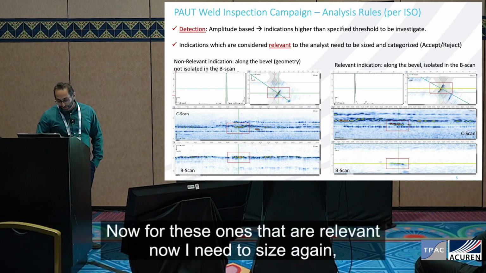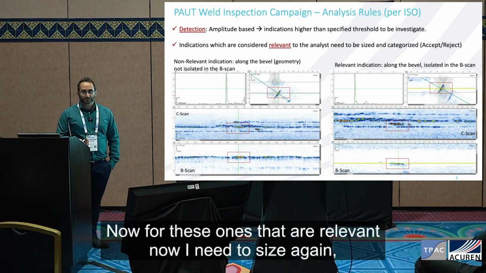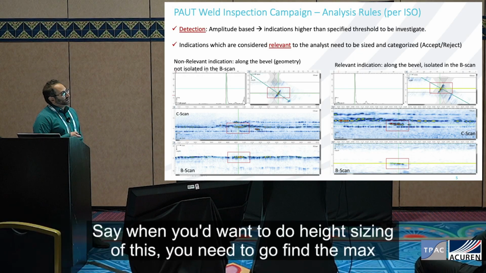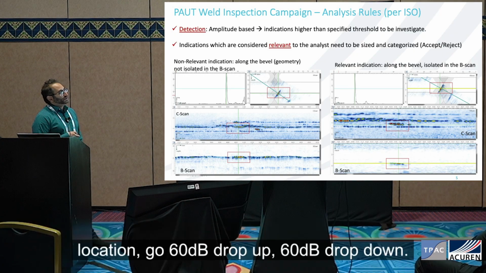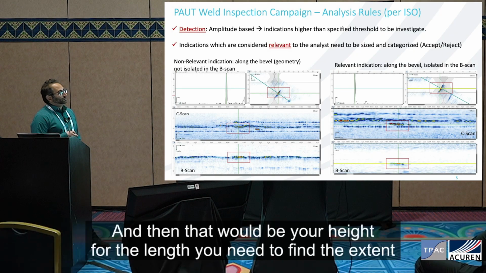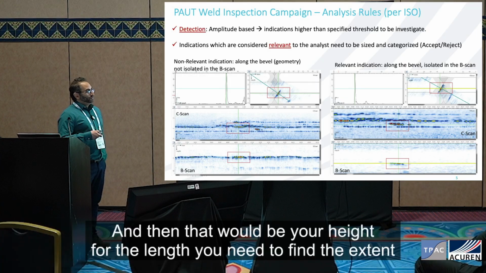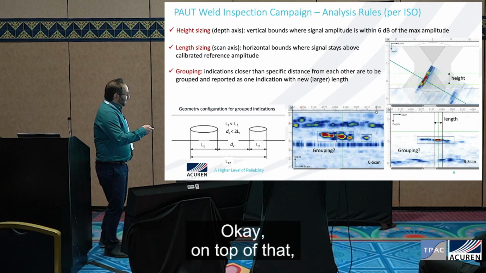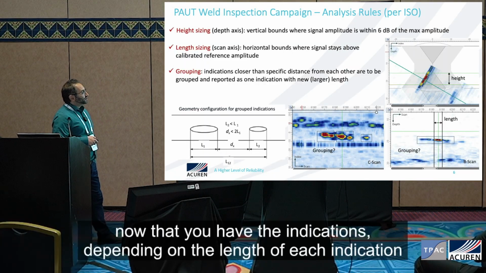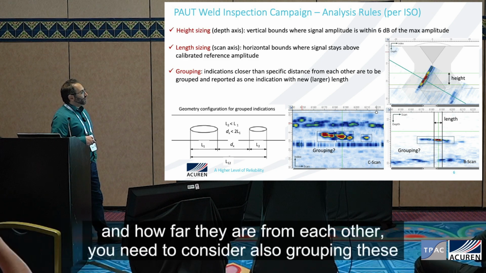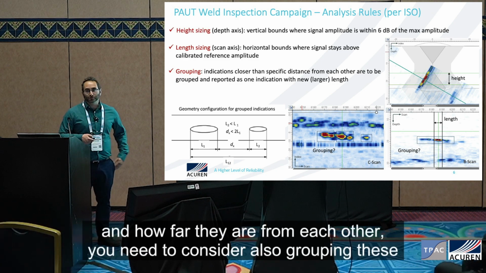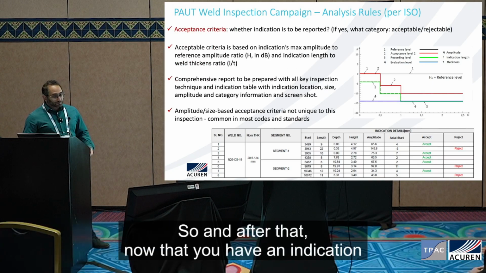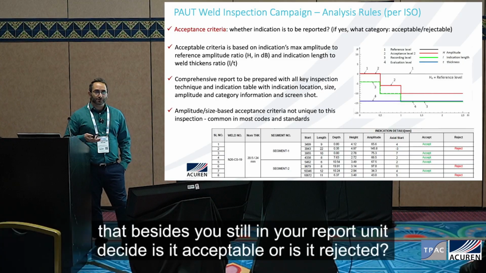Now for the ones that are relevant, I need to size. Again, the rules are very strict and clear. When you want to do height sizing, you need to find the max location, go 6 dB drop up, 6 dB drop down, and that would be your height. For the length, you need to find the extent of your flaw which is above a threshold, and that would be your length. On top of that, depending on the length of each indication and how far they are from each other, you need to consider grouping these indications and then putting them in your list.